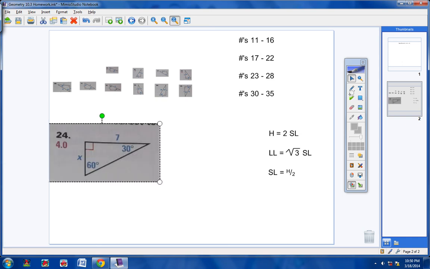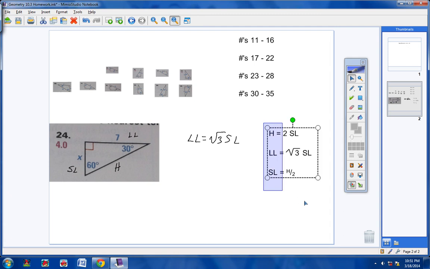Here's my right angle, go straight across, and this will be my hypotenuse. 30 straight across, here's my shorter leg. 60 straight across, here's my longer leg. Now you do not know the hypotenuse. All that you know is the longer leg, and you're trying to find the shorter leg. So you want to use a formula that has LL and SL. So here it is right here. LL equals square root of 3 SL.